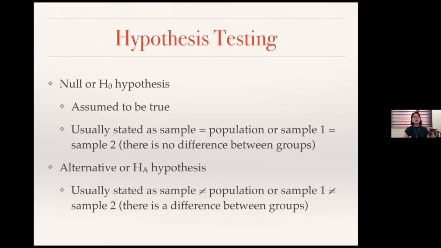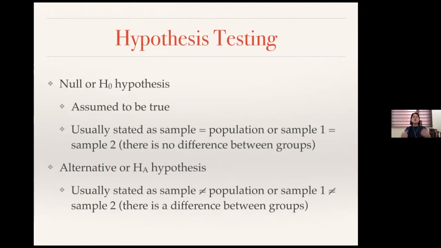So we usually state it as either the sample is equal to the population, or one group is the same as the other group. If they are the same, then we say there is no difference between the groups. Whereas the opposite of that, the alternative hypothesis, is usually stated as the sample is different from the population, or one group is totally different from the other group. In this case, we say there is a significant difference between the two groups.